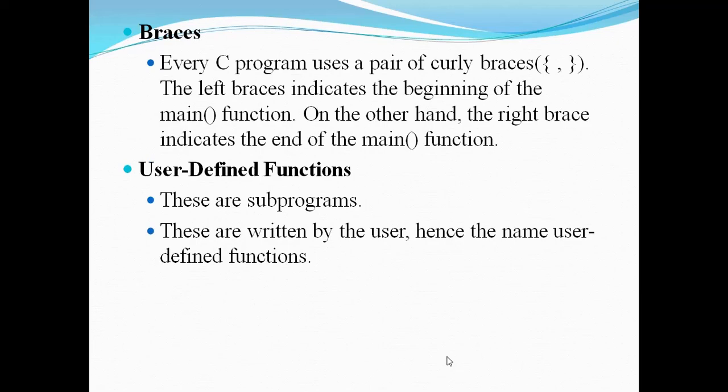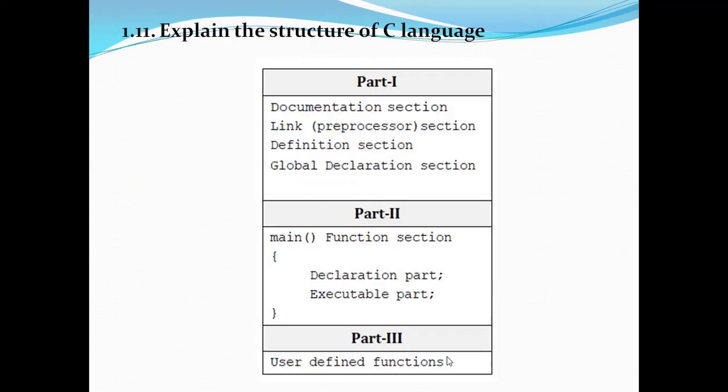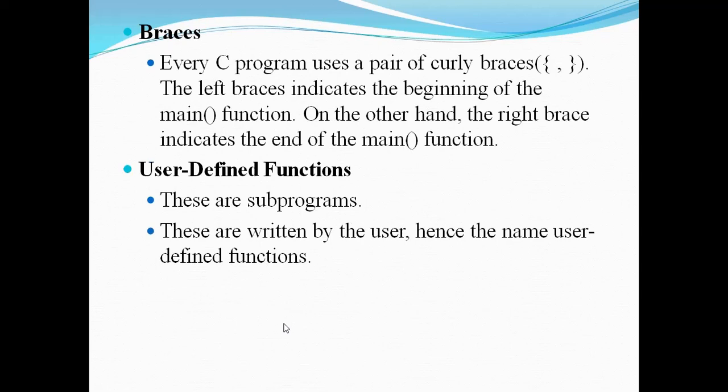And next is the braces. In the main function, we have braces here. This is called the open brace, and this is the close brace. Every C program uses a pair of curly braces. The left brace indicates the beginning of the main function, and the right brace indicates the end of the main function.